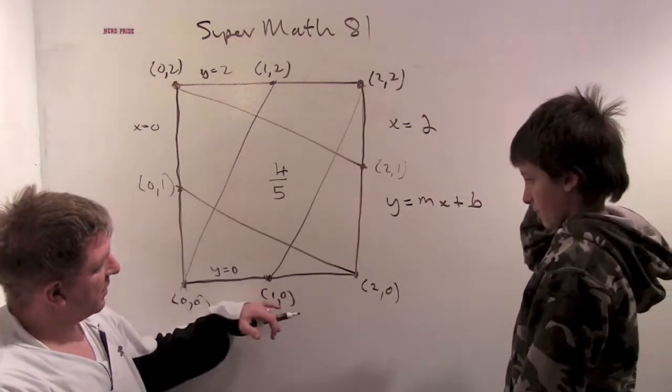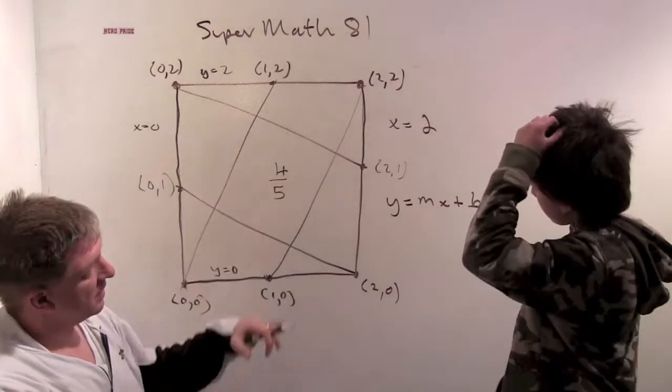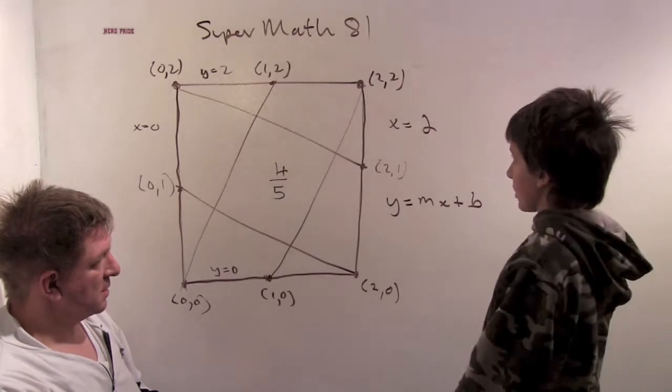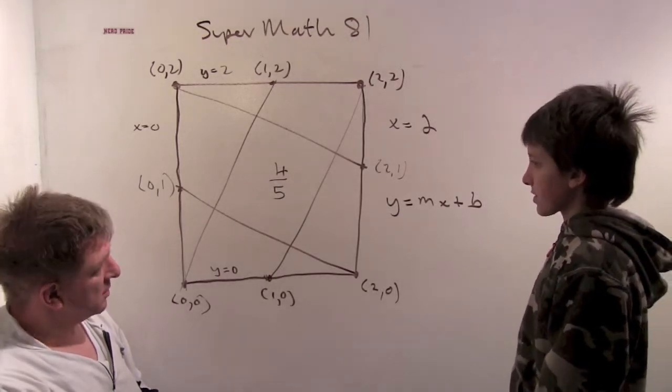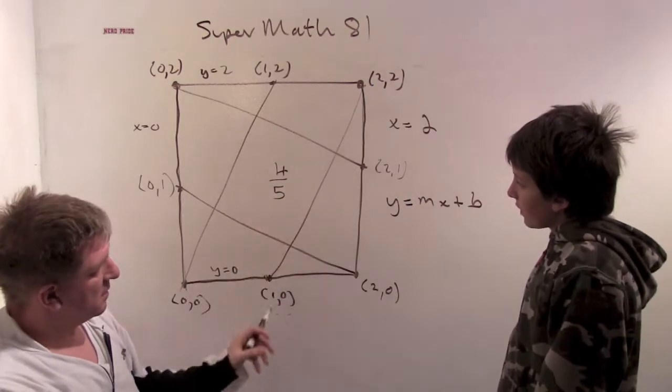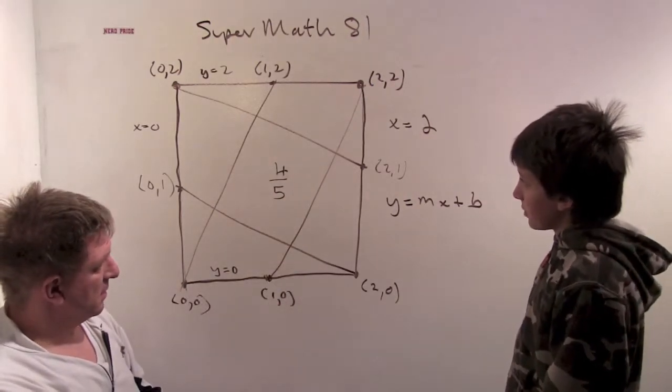So how are we going to use the fact that we know these 2 points are on this line to find the equation of one? The slope is the change in y over the change in x. Is the slope of this line positive or negative? Let's start there. I think it's a negative slope.